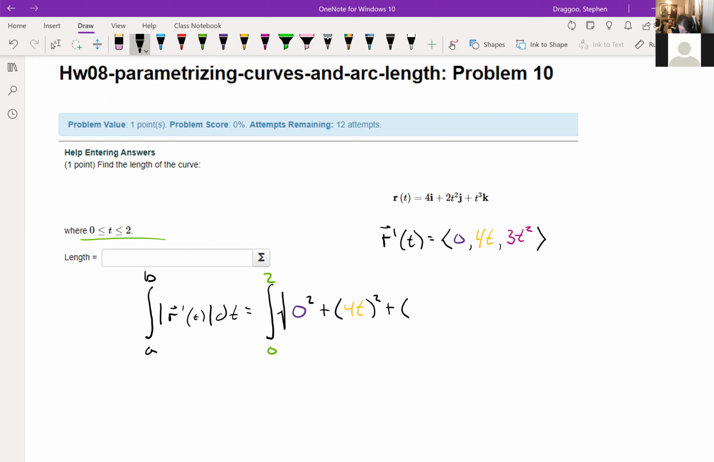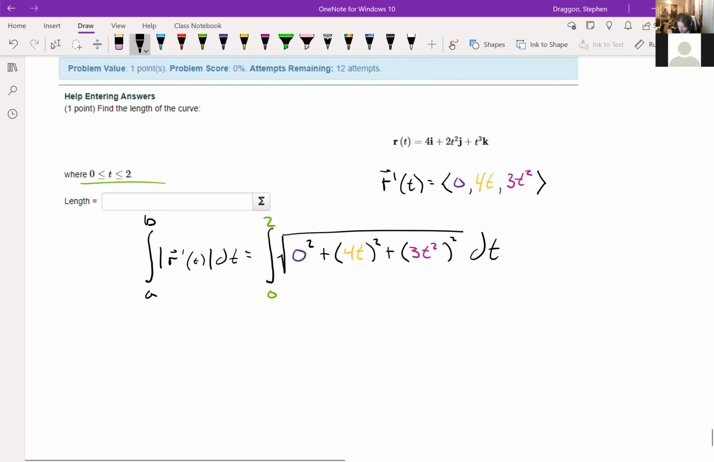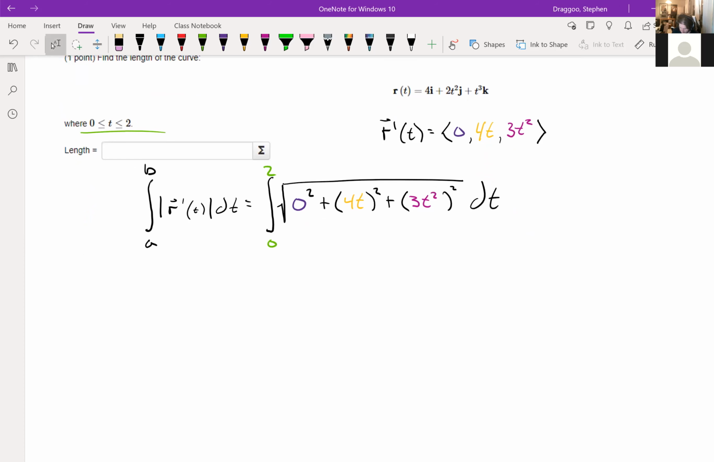plus 3t, nope, 3t squared, and then squared again. All right, put the hat on, dt, put the hat, the roof. I don't know, I've probably heard it both ways. Let's see what we get.